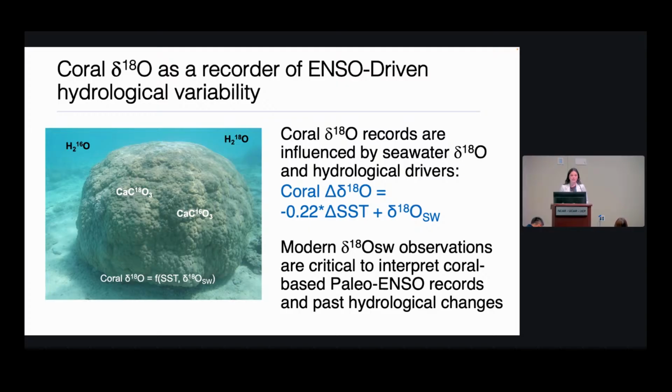Coral delta O18 records, as you can see from this little figure I have here, are a function of both sea surface temperature and the oxygen isotope composition of the surrounding seawater. Thus, coral delta O18 records are indicators of both ENSO-driven sea surface temperature variability as well as hydrological variability. However, in order to disentangle these two effects, we need modern delta O18 of seawater observations to interpret our coral-based records and understand past hydrological changes.